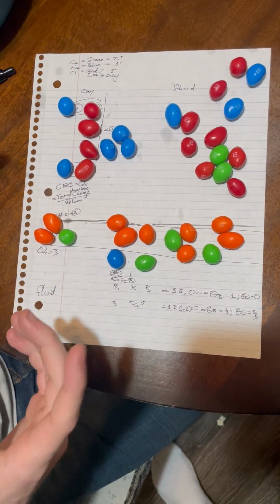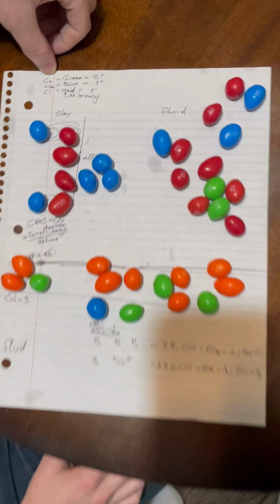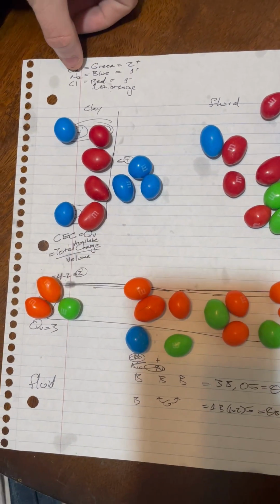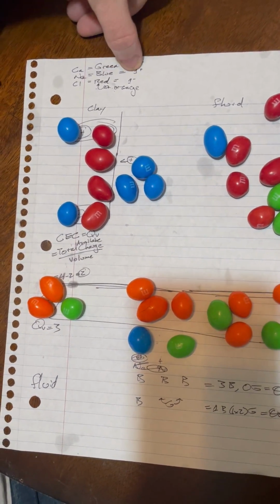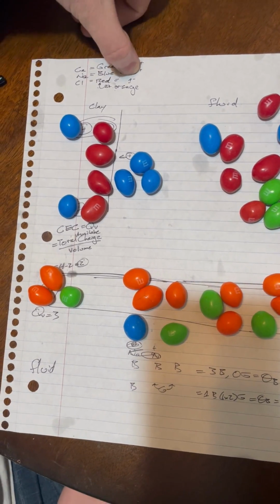First, we need to understand the charges on each of these. So I've made the calcium here green. So that's a charge of +2. I've made the sodium blue. That's a charge of +1. And then I've made chlorine red, and that's a charge of -1.